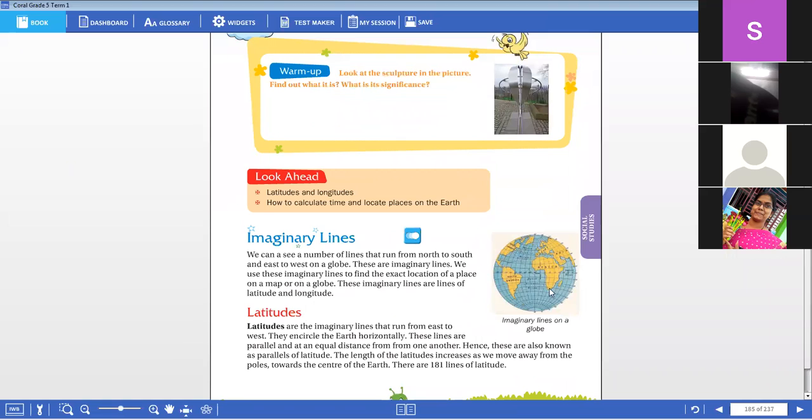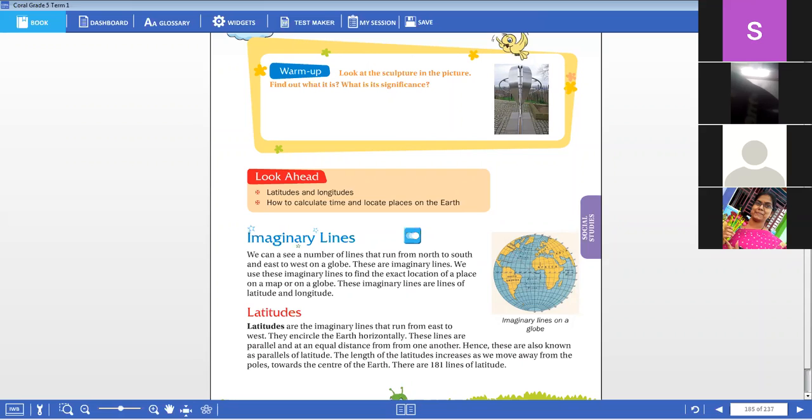Suppose you have a globe, so many lines are drawn on it. Those are all actually imaginary. Imaginary means, in Telugu, what we can say is ఊహించుకోవటం. We just imagine. The lines won't be present there, but we think that they are. For our representation, those lines are drawn on the globe to locate a particular place easily.